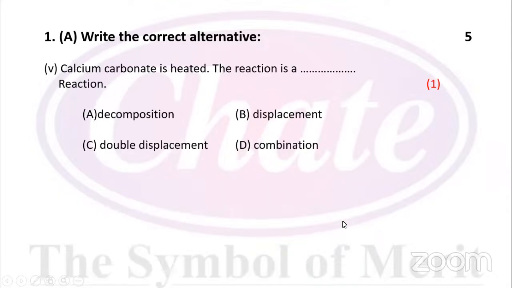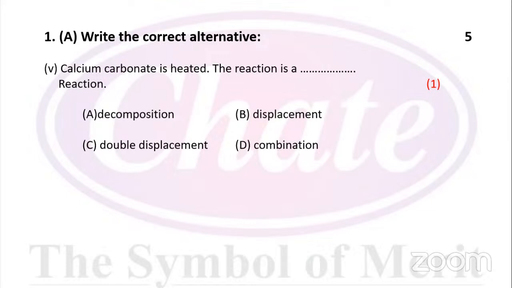Now let's have a look at the last MCQ question, that's the fifth one. Calcium carbonate is heated. The reaction is dash dash reaction. So obviously, whenever we heat calcium carbonate, the reaction will be carried out. Because of the heat only, this reaction will be carried out.